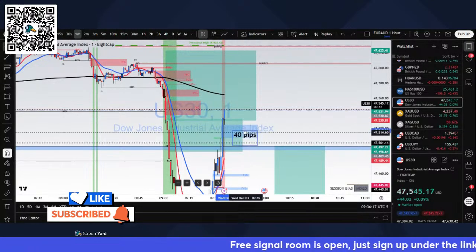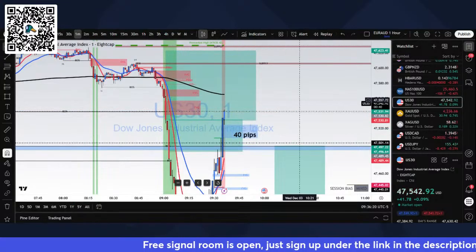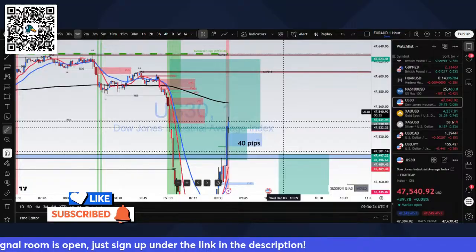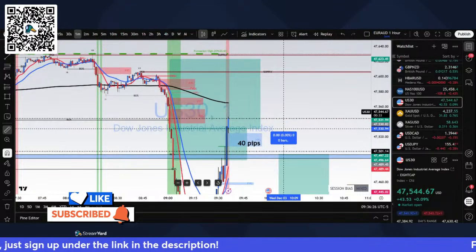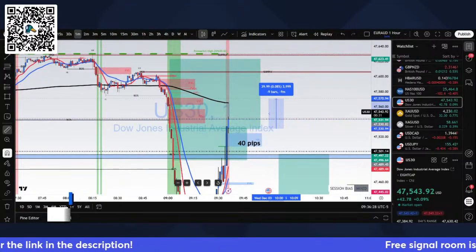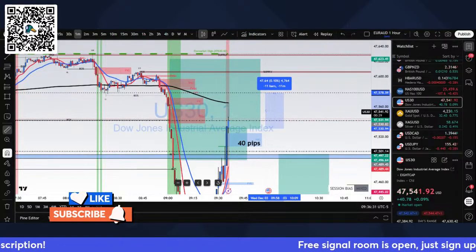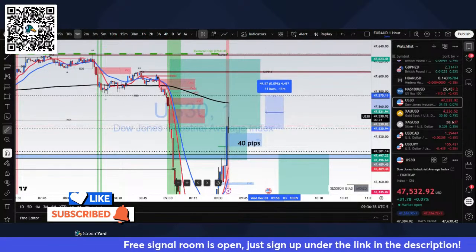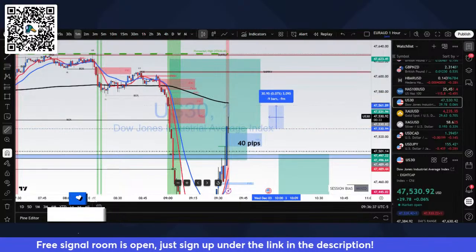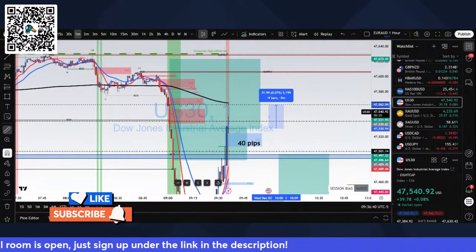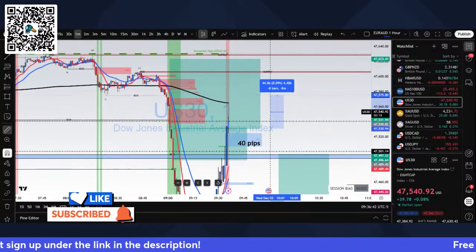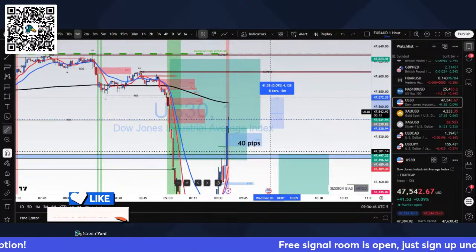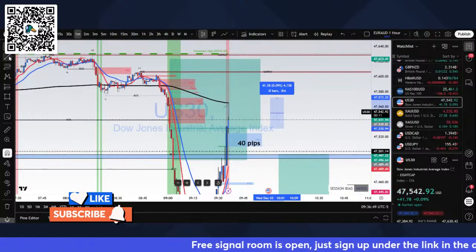All right, this one was 40. Now let me make a plan on this one. I think we'll go another 40 and we'll take half. Right there's 47. What's that? That's 31. That's 40 right there, at the top of that fair value gap.